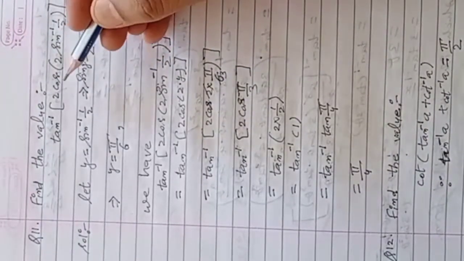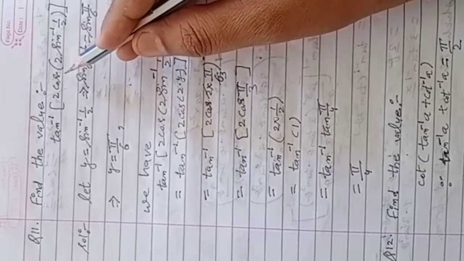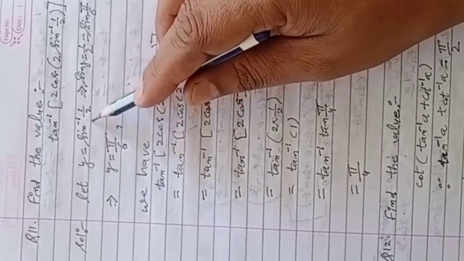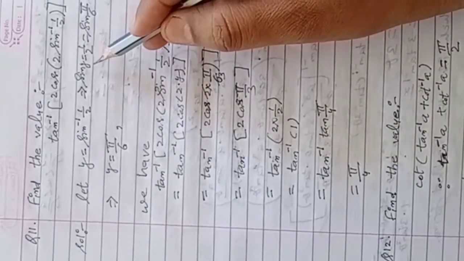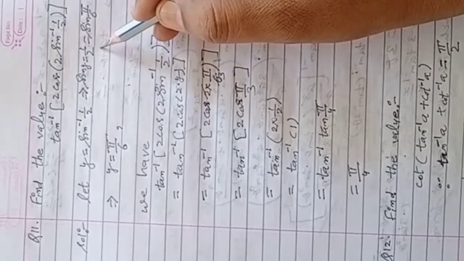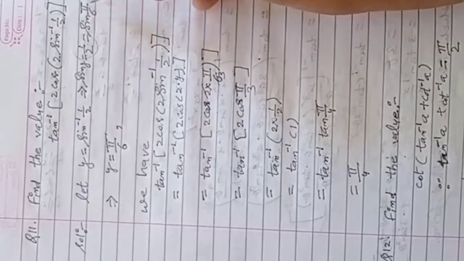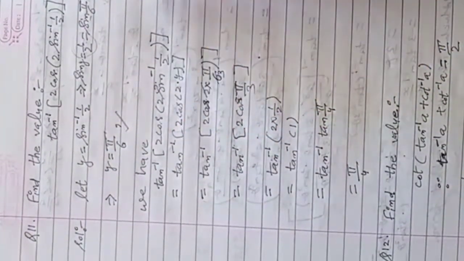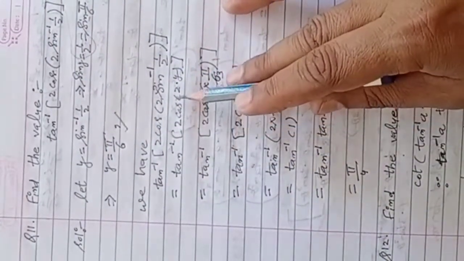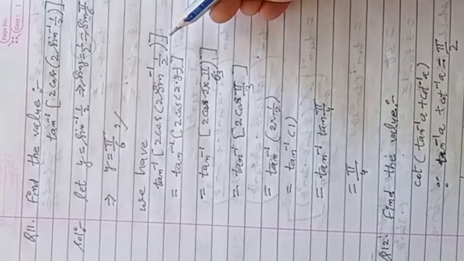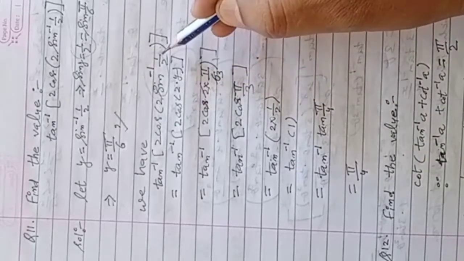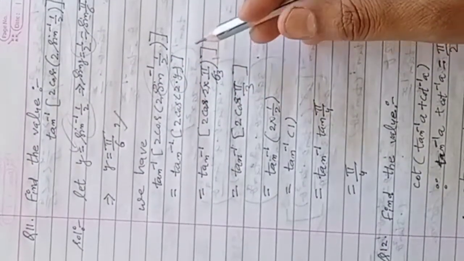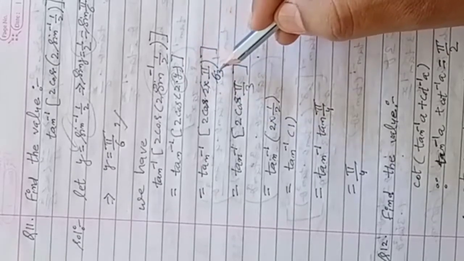Question number 11 is find the value of tan inverse 2 cos 2 sin inverse 1 upon 2. First of all we will let y is equal to sin inverse 1 upon 2. Then sin y is equal to 1 upon 2 will come, and 1 upon 2 is the value of sin pi by 6. So on comparing, y is equal to pi by 6. Now we have the given question, tan inverse 2 cos 2 sin inverse 1 upon 2. Now we will put the value of sin inverse 1 upon 2, which is y, and then the value of y, which is pi by 6.